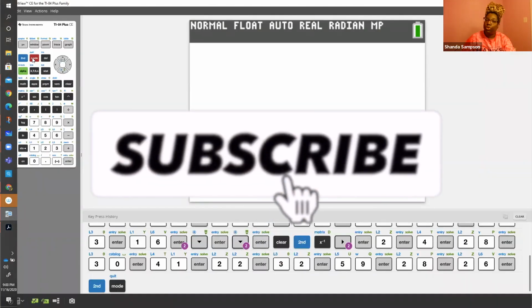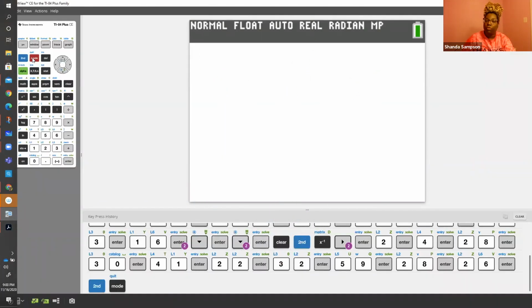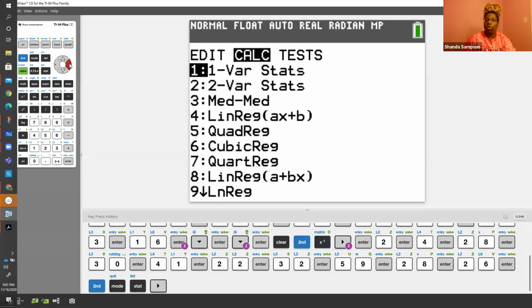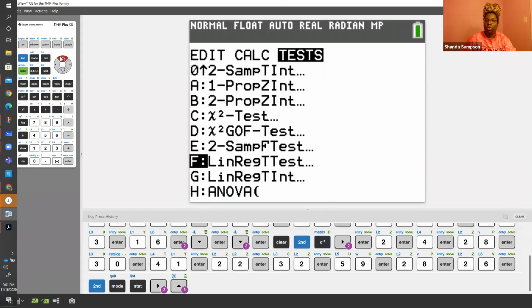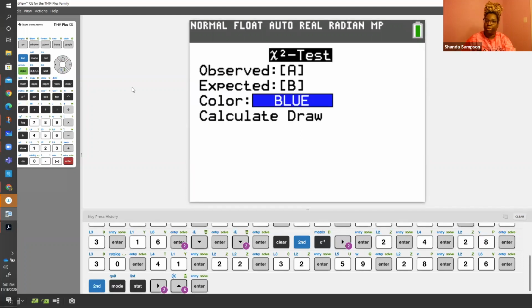Actually, we're going to do a hypothesis test. Remember, we're looking for our test statistic. So we're going to go back to stat. We're going to go over to test. If you go up, you're going to use the chi-square test. In my calculator, that's C, but you're going to use the chi-square test. Once you hit the chi-square test, you're going to hit enter. Leave everything alone. Your observed is in A.